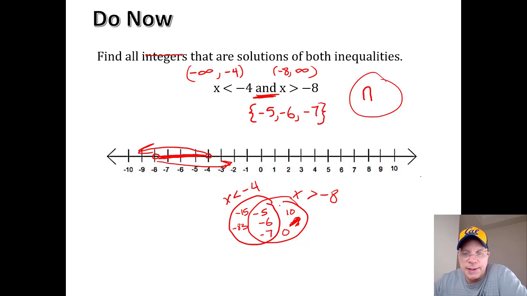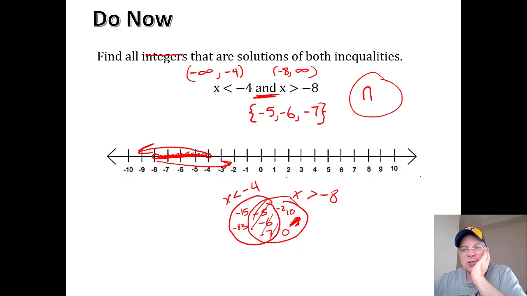But I could have a number like -2 here, because that would be greater than -8, but not less than -4. So, this intersection is the overlap of these two sets. Well, so is this. If I had an arrow going to the left and an arrow going to the right, the numbers that are in the overlap of those two arrows represent the solution.